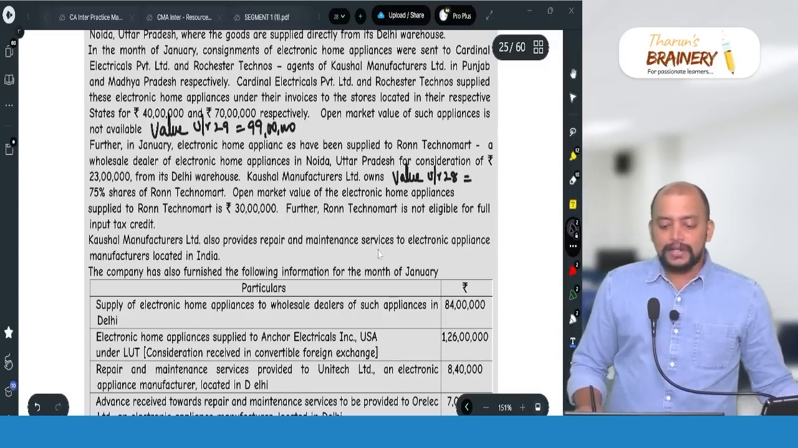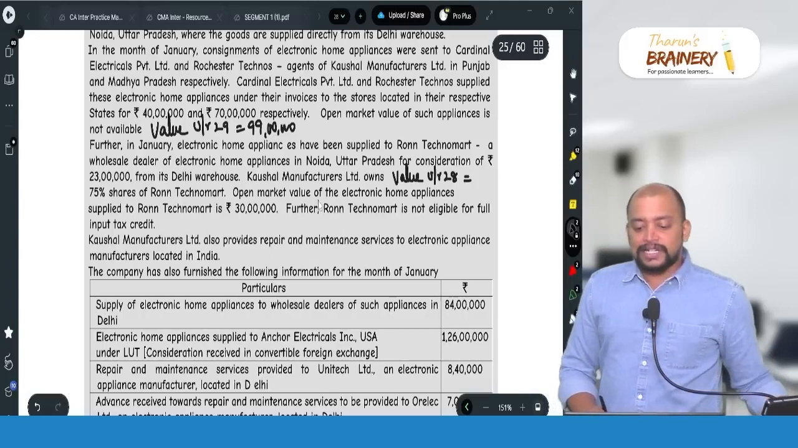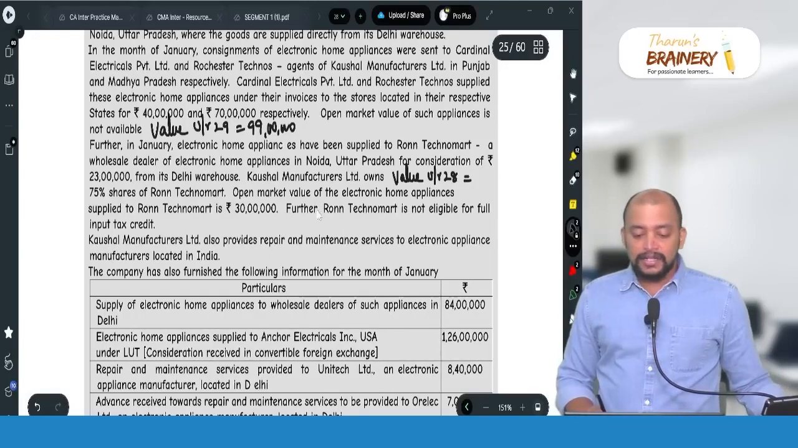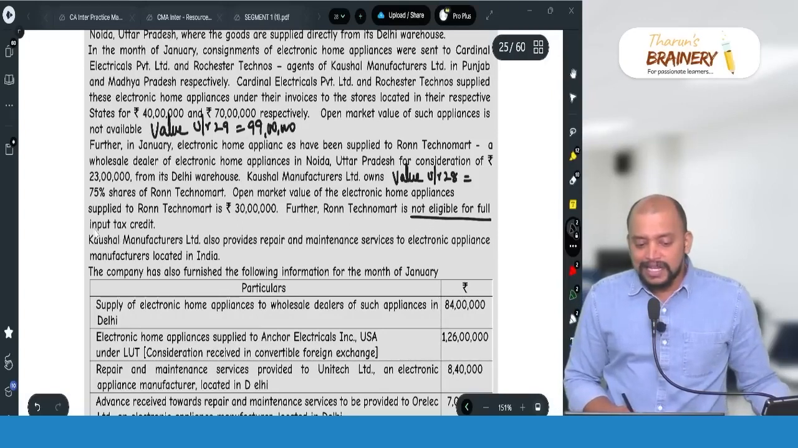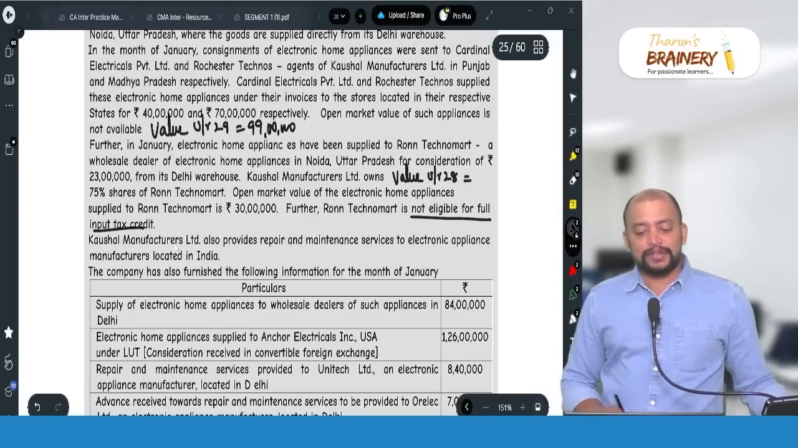That is open market value, or like kind and quality, or cost plus 10%. And if the recipient is eligible for full ITC, they can take the transaction value as the deemed open market value, but the recipient is not eligible for full ITC. So we need to take open market value.